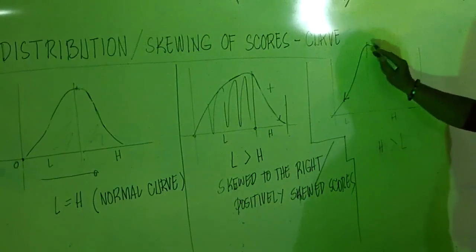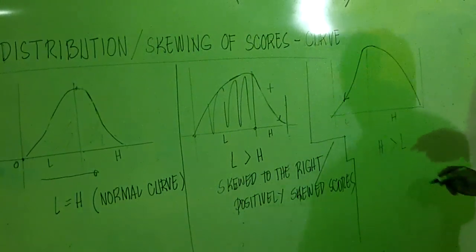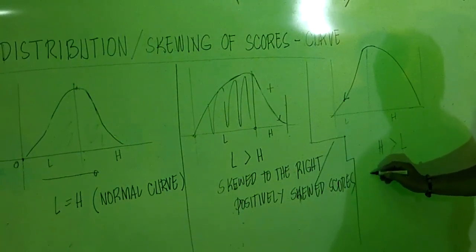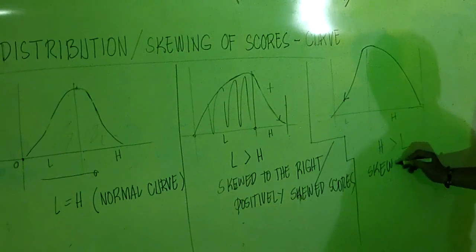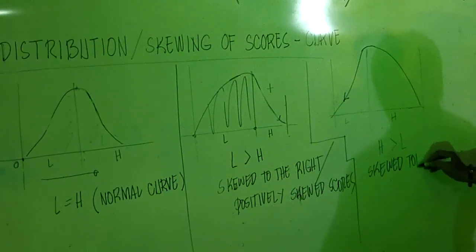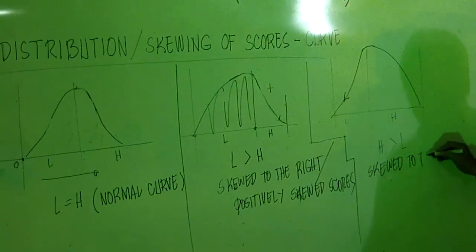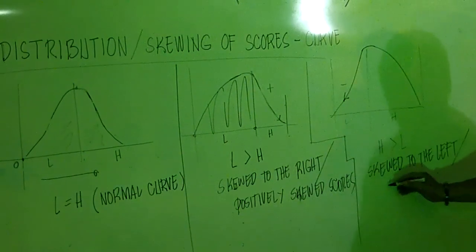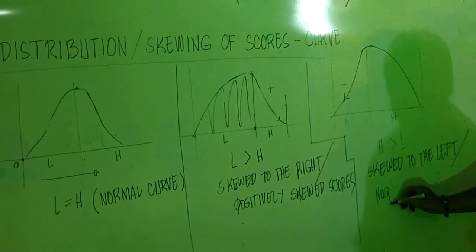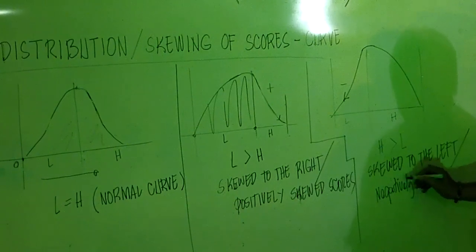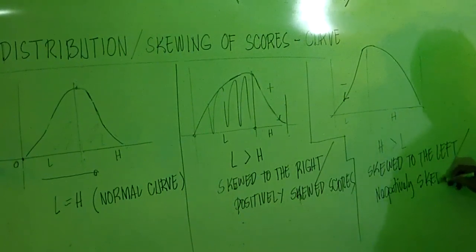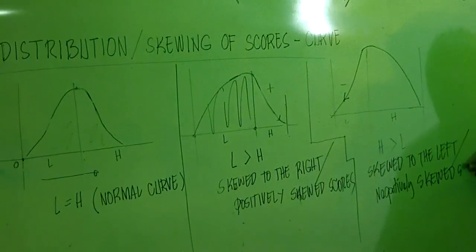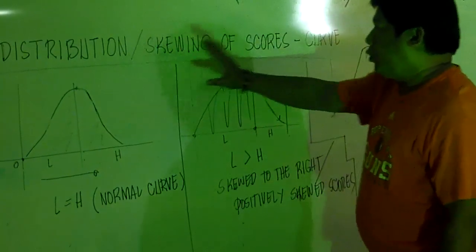So this is what we call skewed to the left scores. All the scores are skewed to the left, or negatively skewed. When it is skewed to the left, it represents negative. So it is negatively skewed scores. These are the important aspects when it comes to distribution and scoring of scores.